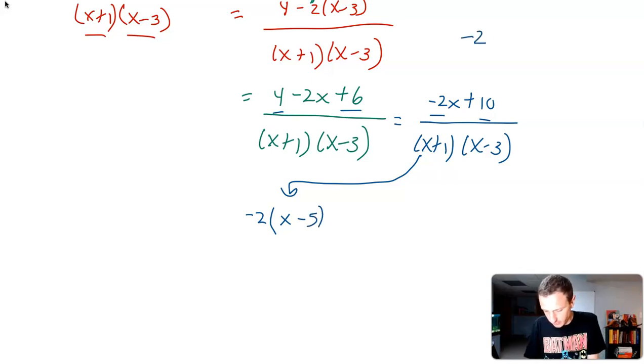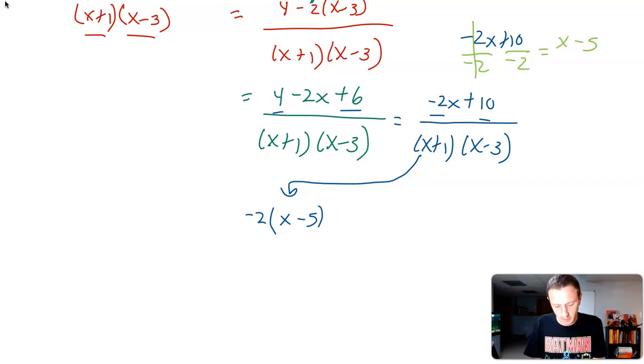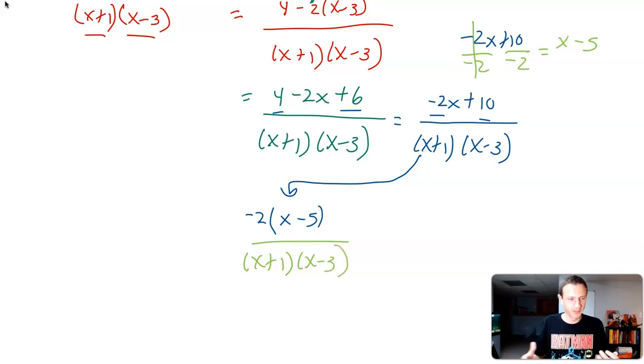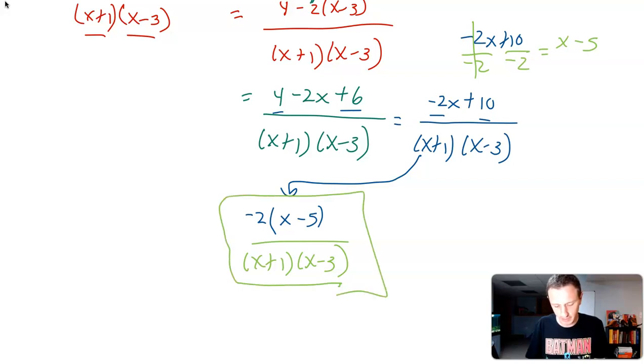Because this is negative 2x plus 10. And if I take out negative 2 from both terms, this just becomes x, negative 2's. And then 10 divided by negative 2 is negative 5. So you get x minus 5. And then you'd have that LCD of x plus 1 times x minus 3. Doesn't help us. Doesn't do anything for us. But I guess the technical answer would be that. Like if you want to get it down to simplifying as much as possible, you'd probably write it like that.